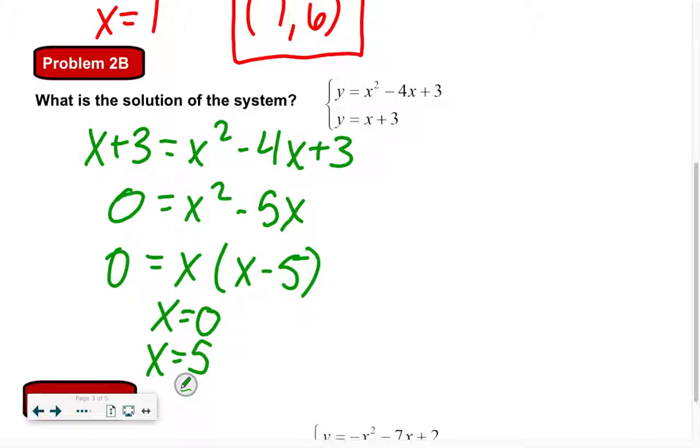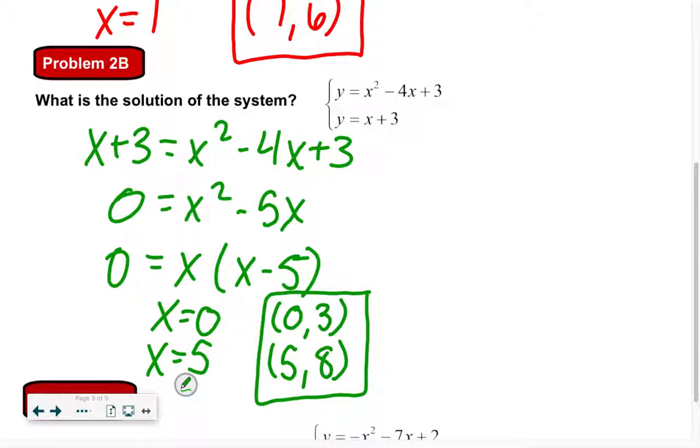Am I done? No, what do I gotta do? Figure out y. Put them in the bottom, that's a lot easier. So my points are (0, 3) and (5, 8). If you want to be absolutely sure that they work, plug them in. If you plug in 0 here, yes, you get 3. 25 minus 20 plus 3 is 8. So yes, they both work.